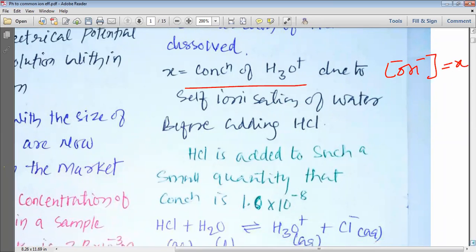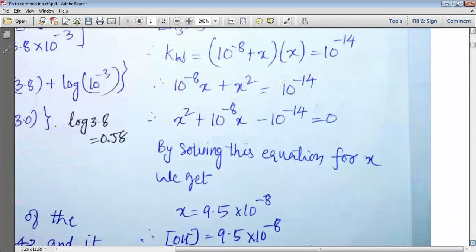So here, we are well aware that Kw is equal to the concentration of H plus multiplied by the concentration of OH minus. Now the concentration of H plus is 10 to the power minus 8 plus X, and the concentration of OH minus is X, that is equal to 10 to the power minus 14.